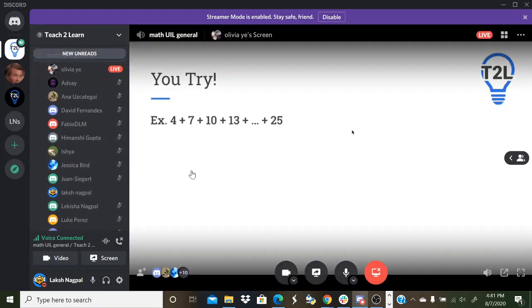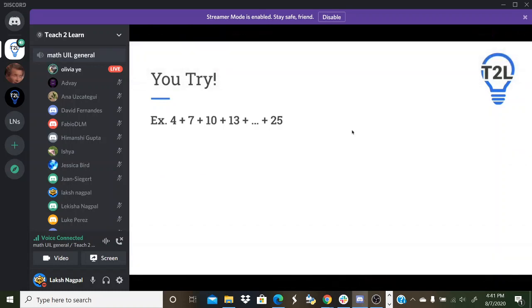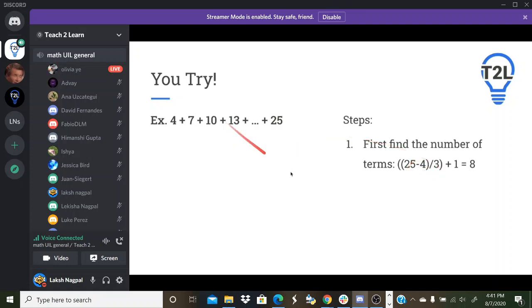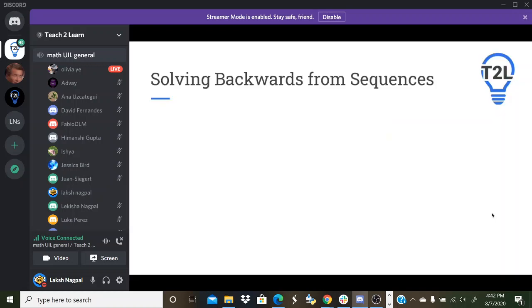Okay. Timer went off. So I'm going to go over it now. It seems like most of you agree with 116, so let's see if that's right. So you go through the steps. The number of terms is the last number minus the first, so 25 minus 4, and you get 21, divided by 3, which is the step size. 7 plus 1 is 8. So you have the number of terms is 8, and you use the formula to get 116. Good job, guys. Most of you got it. And the rest of you were pretty close.